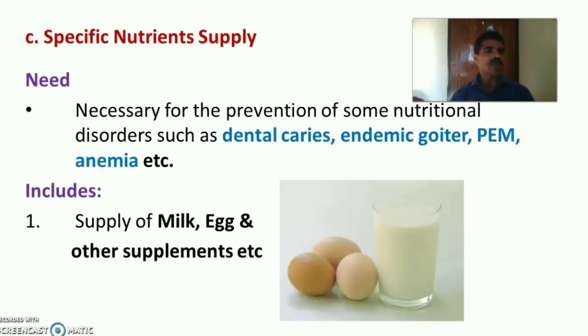The next is Specific Nutrient Supply. It is necessary for the prevention of some nutritional disorders such as dental caries, endemic goiter, protein energy malnutrition or caloric energy malnutrition, anemia, etc. They are common in school children at this age, and the program includes the supply of milk, egg and other supplements to the school children. These are the three nutrition programs for the school children.